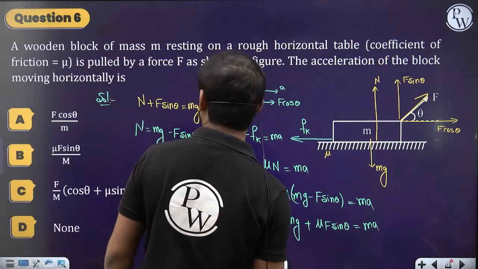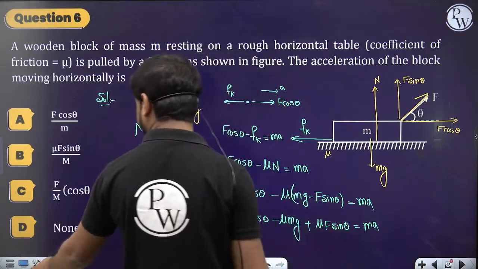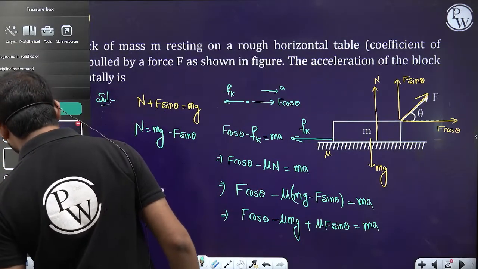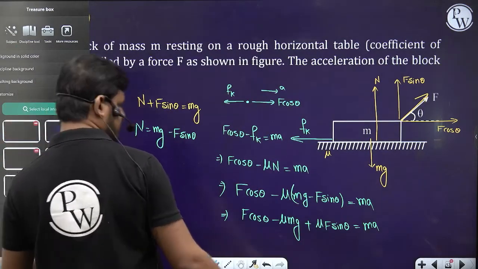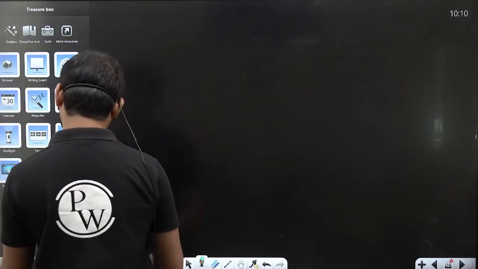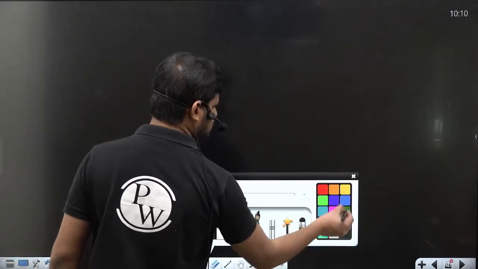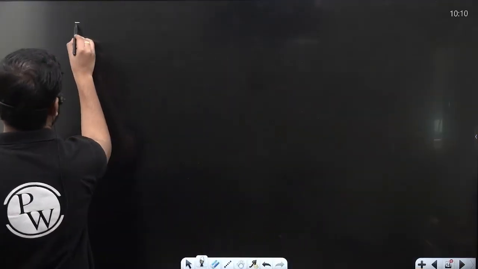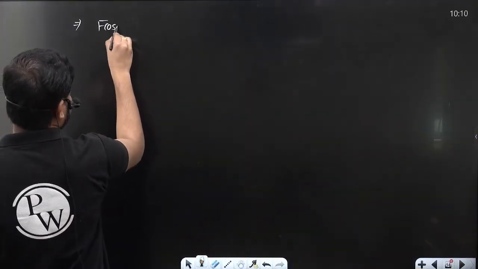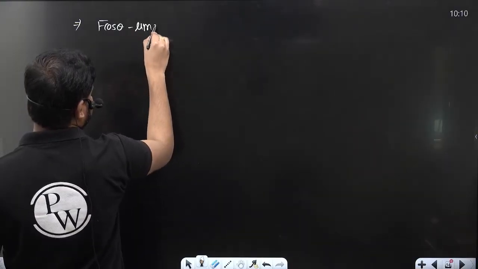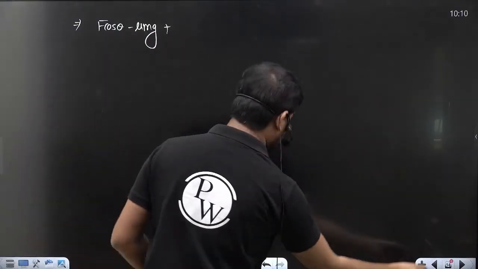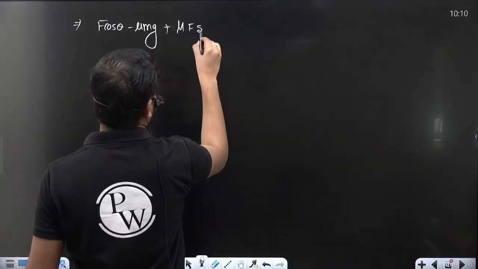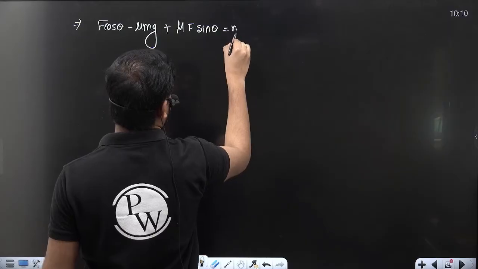So now let's write this equation in the next slide. See here. So we have got, what's the equation that we got here? F cos theta minus mu mg plus mu F sin theta, right? Mu F sin theta is equal to ma.